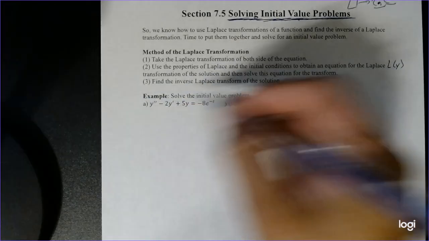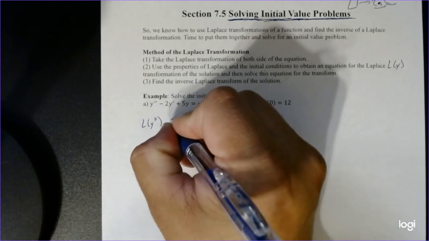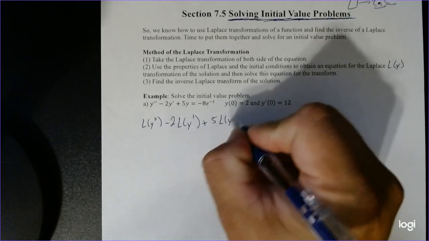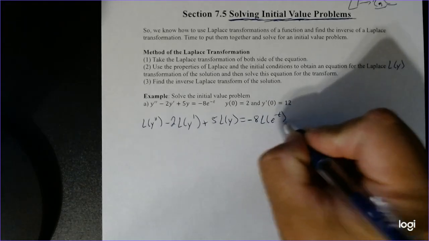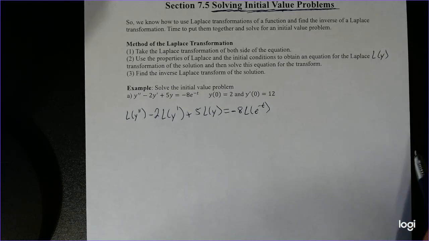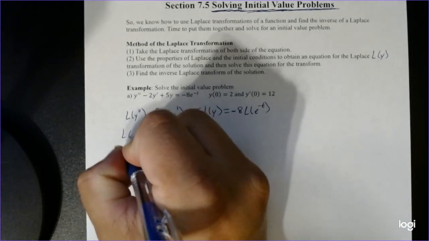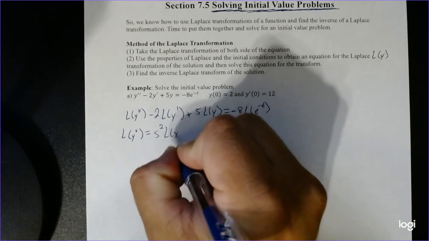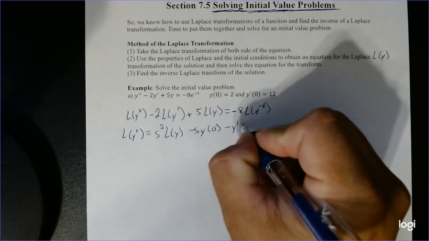So if we want to transform this entire thing to Laplace, since it's a double prime, it'll be L of y double prime minus 2 times L of y prime plus 5 L of y, and on this side, negative 8 L of e to the negative t. Now at this point, it's just using the properties we have of Laplace. Most of the time, we can just break stuff down. Using the derivative property of Laplace, this is equal to s squared L of y minus s y of 0 minus y prime of 0.